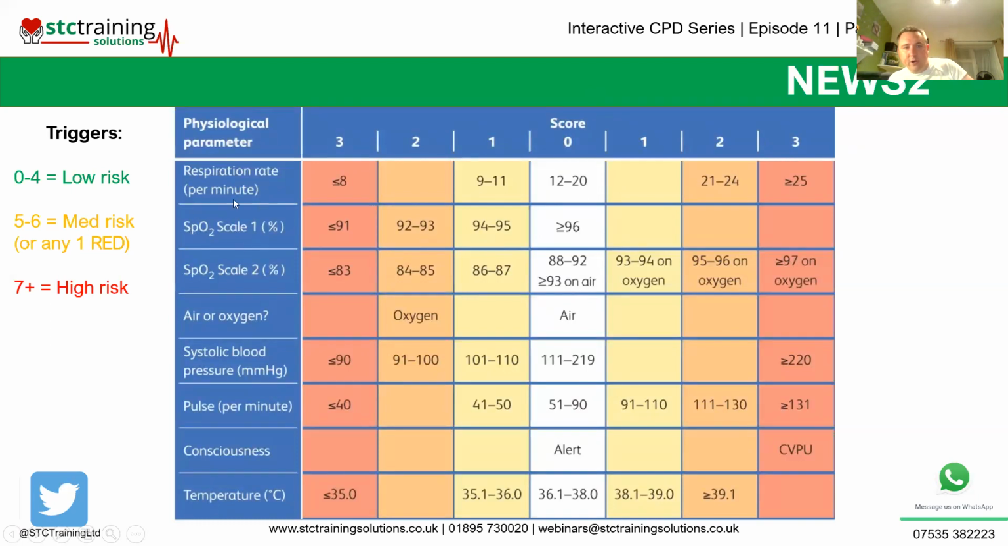So for a normal healthy adult, or if you don't know, use scale 1. For COPD or other lung illness where they're at risk of hypercapnic respiratory failure because their sats are normally low, we use scale 2. Then air or oxygen, if they need it. If you get to them and they're on oxygen already, you get a score of 2. If we give them oxygen, similarly, you get a score of 2. If you don't need to give them any oxygen, they get a score of 0. Nice and simple.